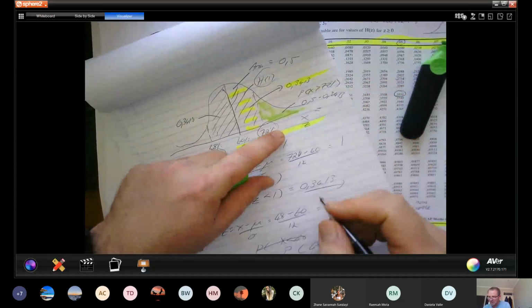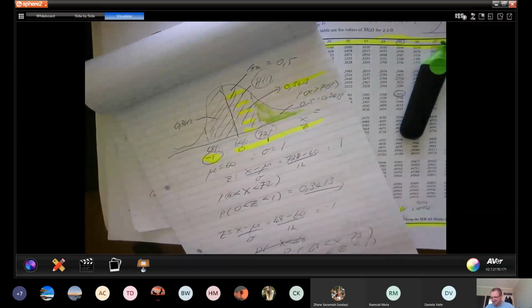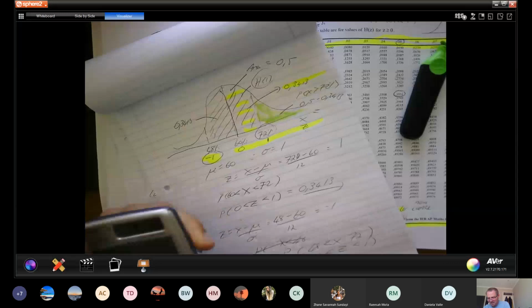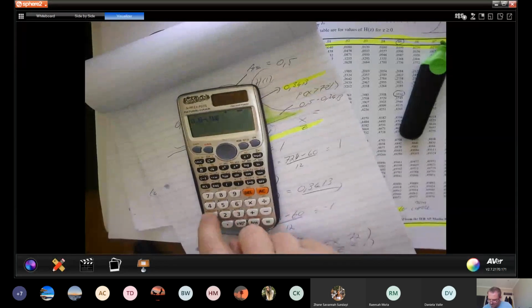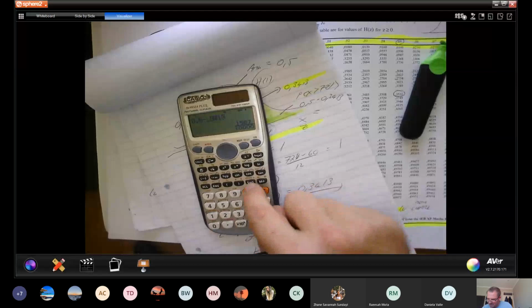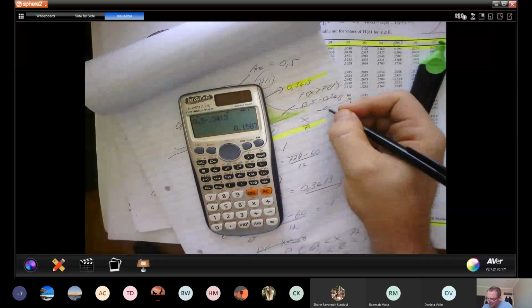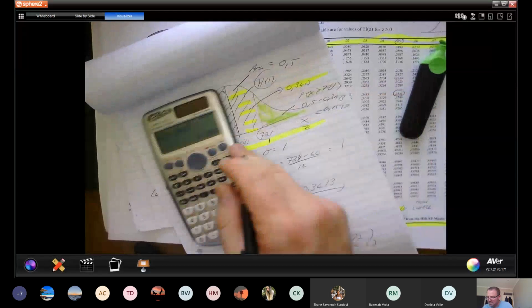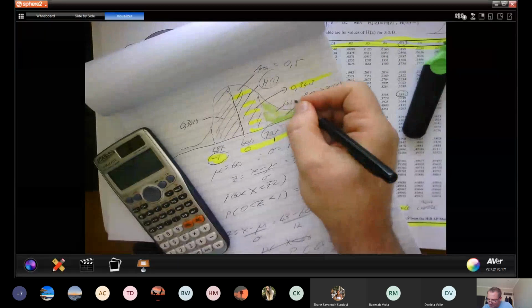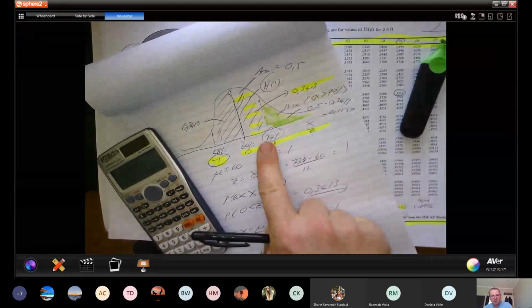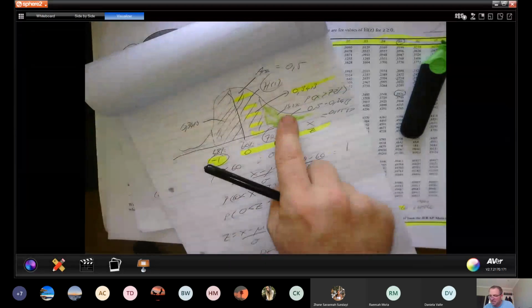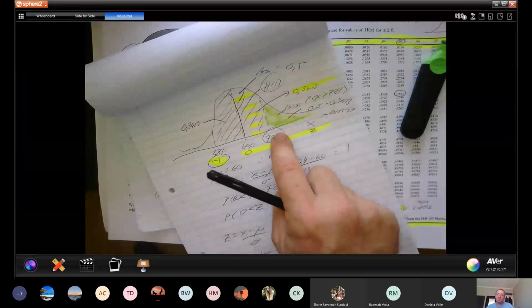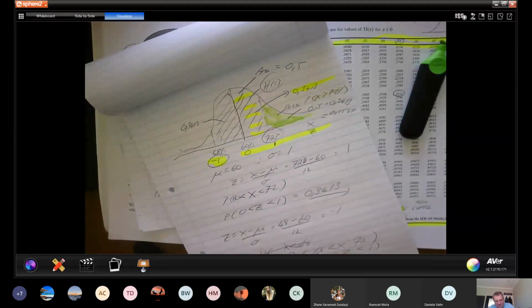0.3413. So 0.5 minus 0.3413, and you get an answer of 0.1587. So in other words, in this case, there's a 15.87% chance that somebody got a mark bigger than 72%, or you could say we'd expect 15.87% of students to get a mark for this test bigger than 72%.